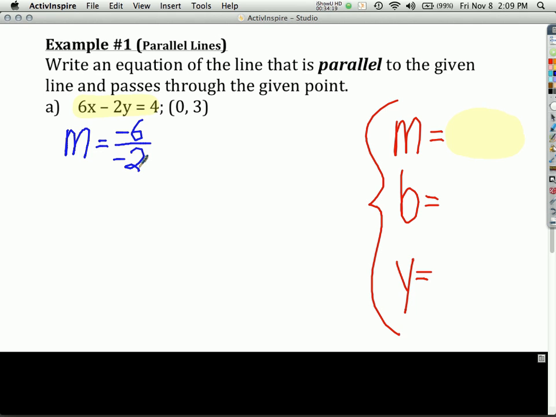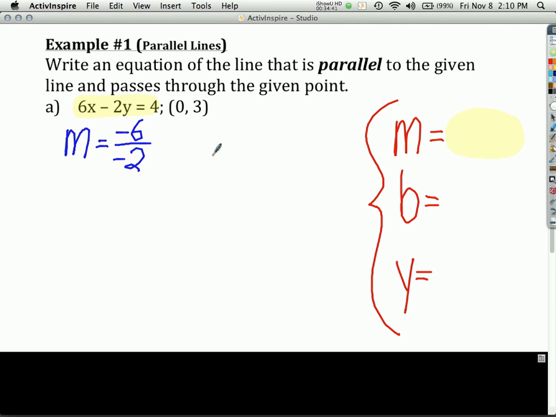Kamoy, what were you going to suggest us do? Was anyone going to suggest anything different? Because I would have thought of something different first. You could put it into slope-intercept. Yeah, if you rewrite this into slope-intercept form, then the slope also pops out.